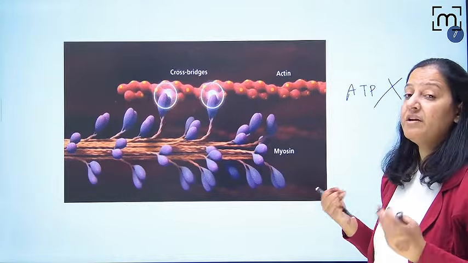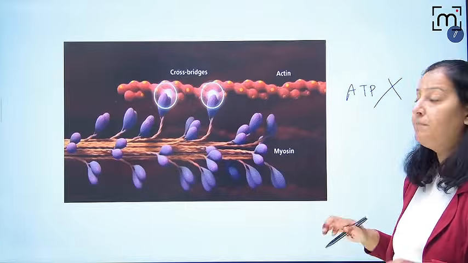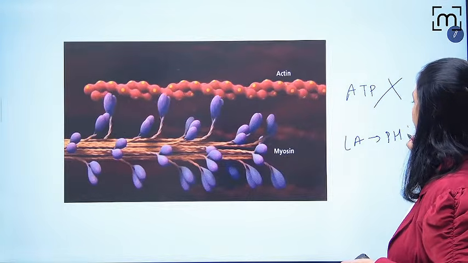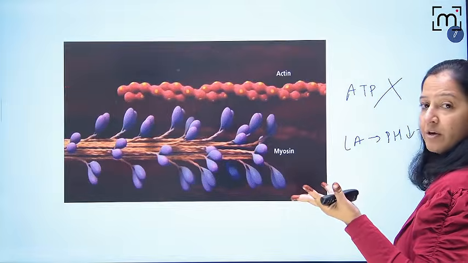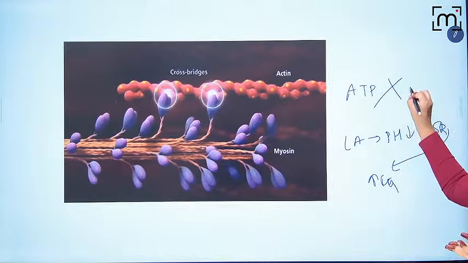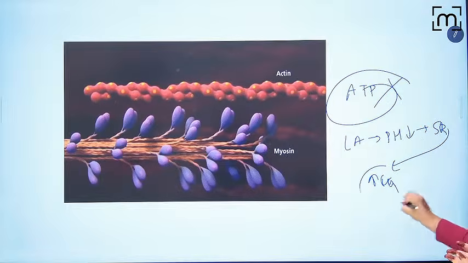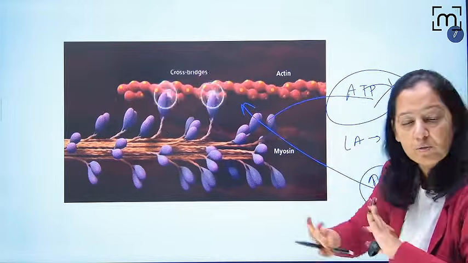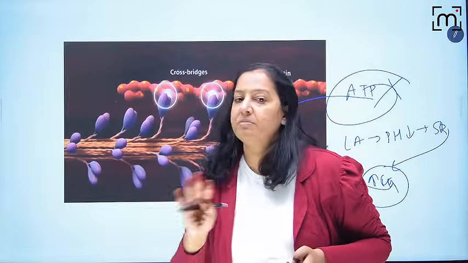Now the body tries to generate ATP with anaerobic glycolysis, and the body will generate lactic acid. Lactic acid will cause a fall in pH. Fall in pH will cause rupture of the sarcoplasmic reticulum, and that will cause an increase in calcium. So two things are happening: there is no ATP, and there is abundance of calcium. Calcium causes constant contraction, and since there is no ATP, there is no relaxation.